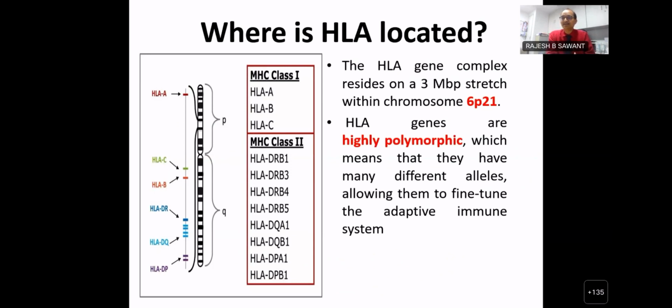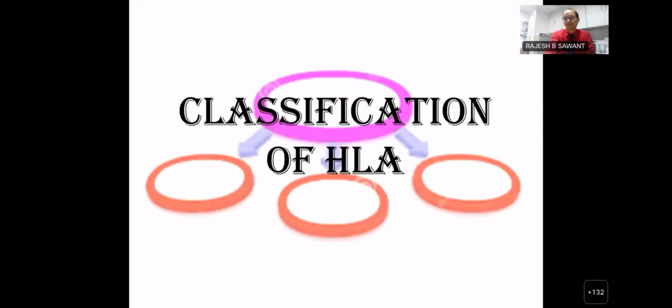They are highly polymorphic, meaning they will have many different alleles, and therefore they can fine-tune the adaptive immune system. They will not be in one fixed form. They may change their forms. They will have different alleles, and you will see different alleles in different situations in a particular individual.